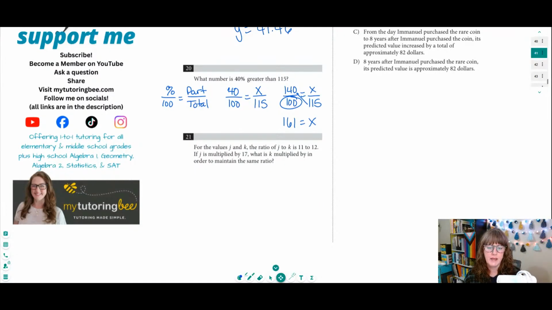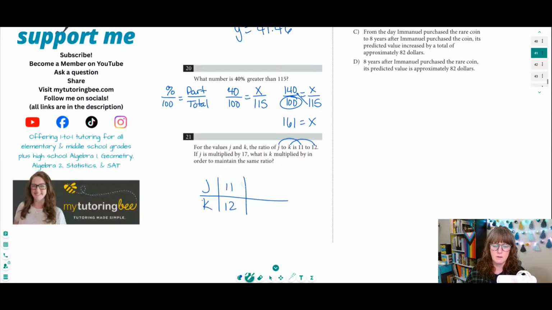For the values j and k, the ratio of j to k is 11 to 12. If j is multiplied by 17, what is k multiplied by in order to maintain the same ratio? Okay, so whenever we're working with ratios, we're always dealing with multiplying and dividing in order to get other numbers that are proportionate in that same proportion as that ratio. So if j, let's set up a little table here. Because of the order that they have them, j to k is 11 to 12. So the first number goes with j, the second number goes with k.